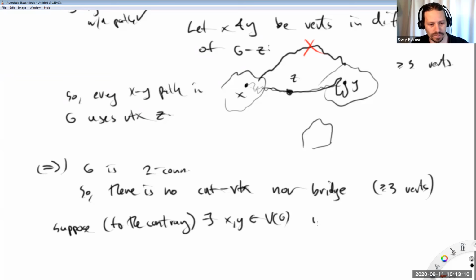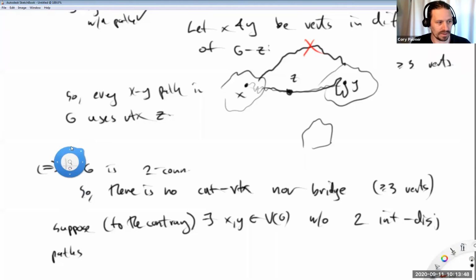Let me not write that internally disjoint out. Let's throw something out first. The graph is 2 connected, so it is connected. So x and y must have a path between them. Every x and y do have some path between them. Let's suppose there's an x and y that don't have 2 internally disjoint paths between them, so they only have one. I guess I don't have a choice but to say without 2 internally disjoint paths. So they only have one. They may have multiple paths between them, but I can only find one internally disjoint path between them. Okay.